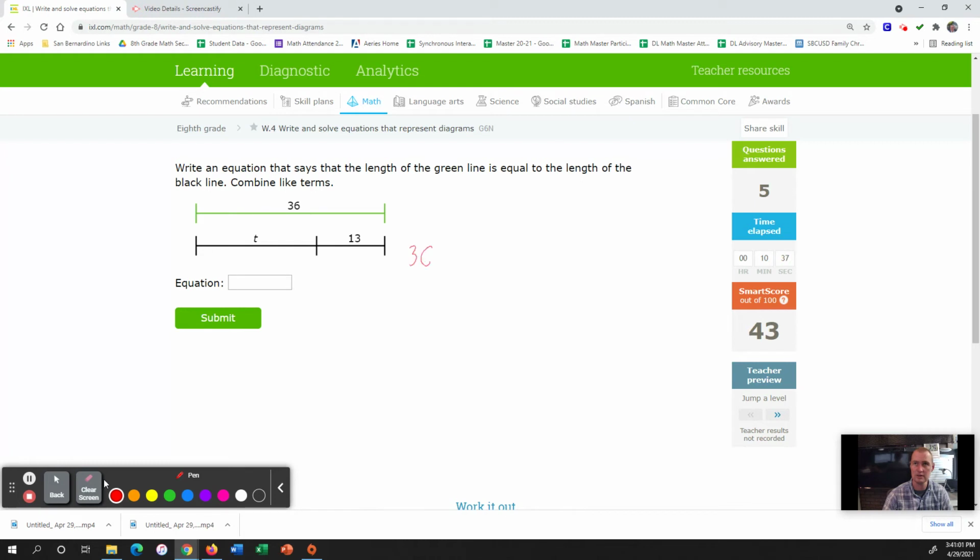We got 36 equals t, and I put the little loop on the bottom to represent a t, not a plus sign, plus 13. So here we go. We got 36 equals t plus 13.